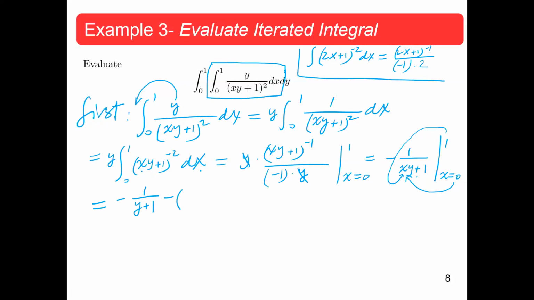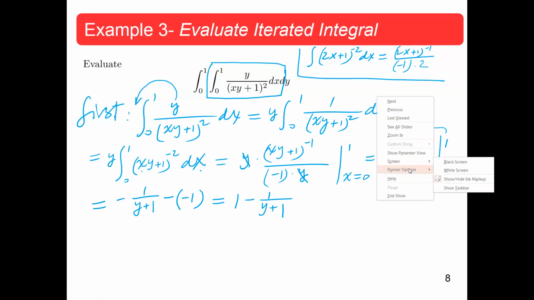Next, let's plug 0 in. Once you plug 0 in, this part will just be 0. We have -1 as a result, so it's minus -1. This could be simplified as 1 minus 1 over y plus 1. Good so far? For the inner integral.